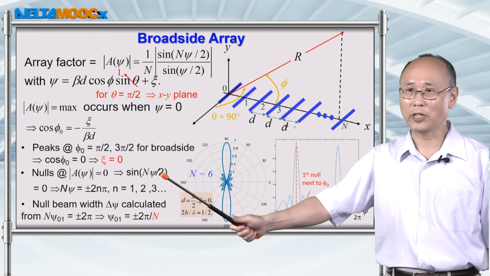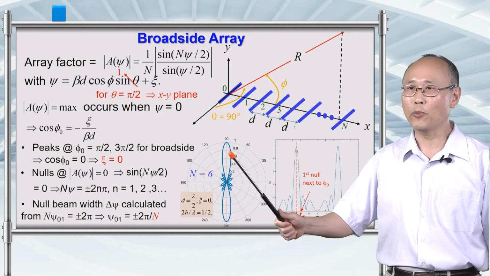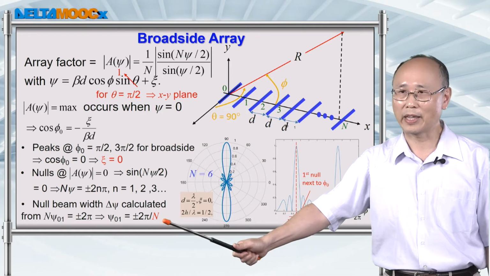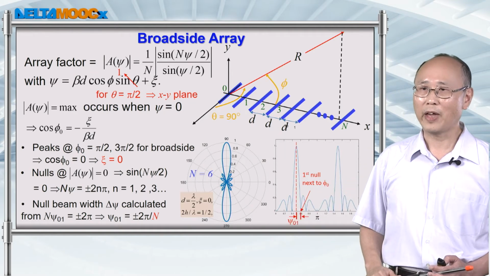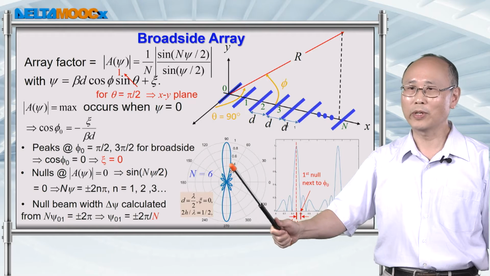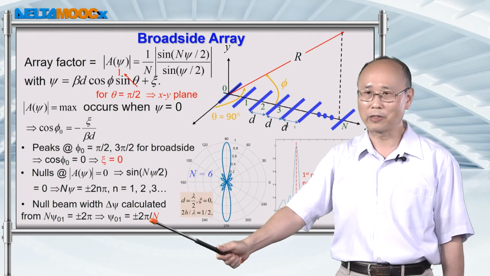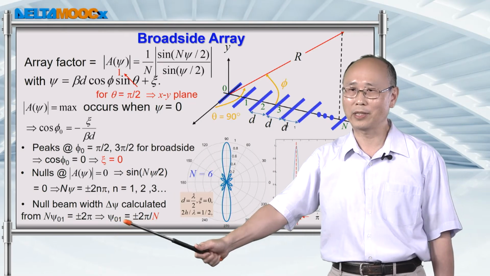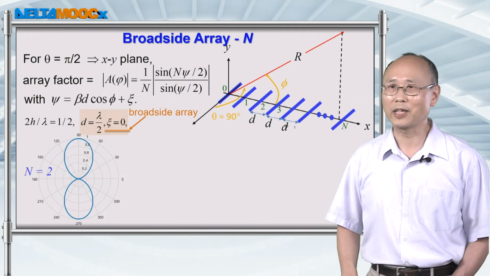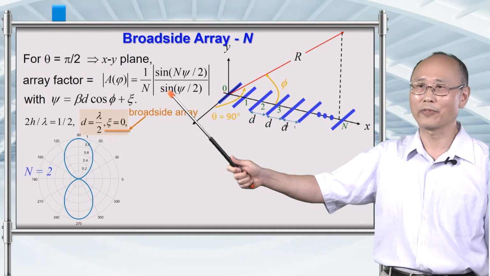And from this expression, you see that the beam width is closely related to the number of antennas in the system. If we have more antennas in the system, the beam width can be narrower because the width is 2 pi divided by n. So on this page, let's look into this effect of n.